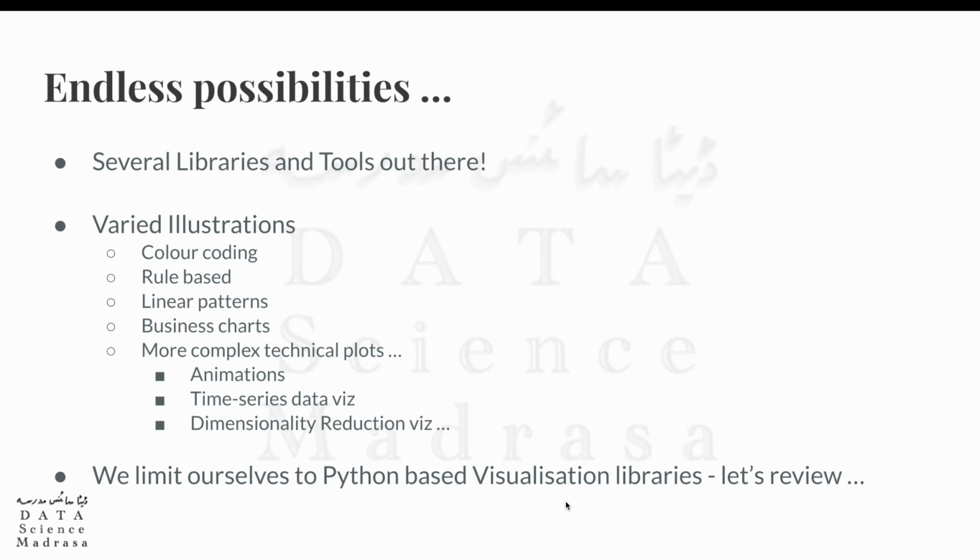use color coding. You can create some kind of rules like you do in Excel: anything below 0 is red and anything above is green, for instance. You can show linear patterns in such visualizations. You can create business charts. You can create more complex technical plots, and this all depends on what libraries and tools you're using. You can animate the data. You can create time series illustrations or dimensionality reduction, if you have several attributes that you want to show on a 2 or 3 dimensional illustration or visualization.